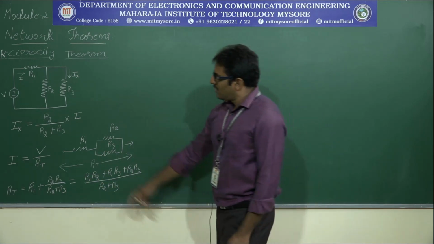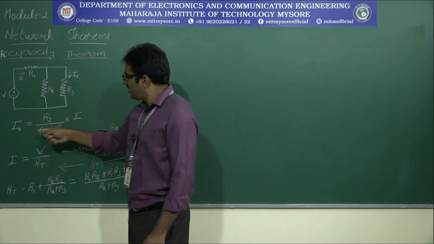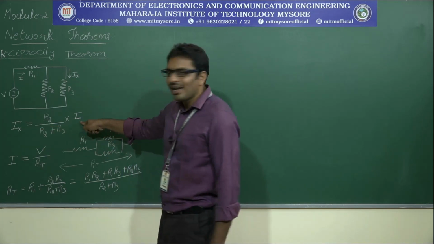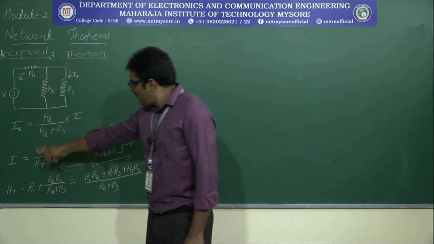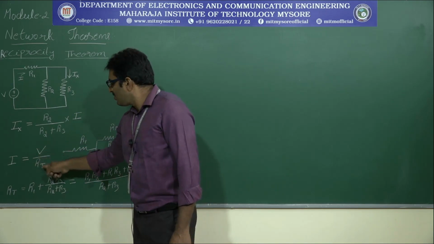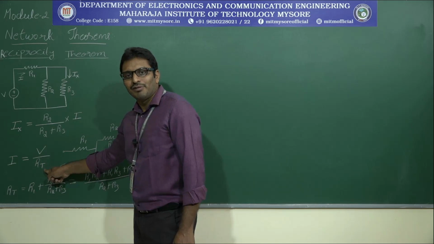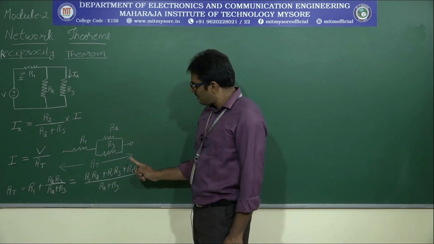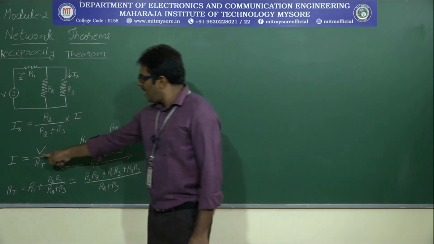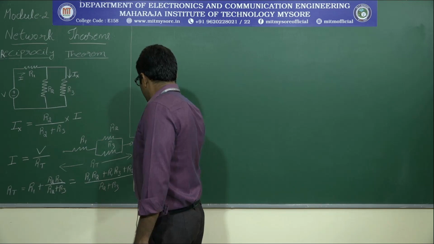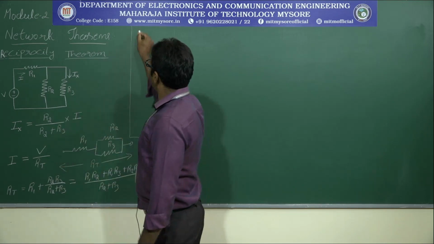Okay, see, first we wrote the equation to find out Ix. But in order to find out Ix, first we need to calculate I. Then we wrote the equation for I. So I is equal to V by RT. So you need to find out what is RT. Now we have an expression for RT. Now substitute this RT in the above equation.